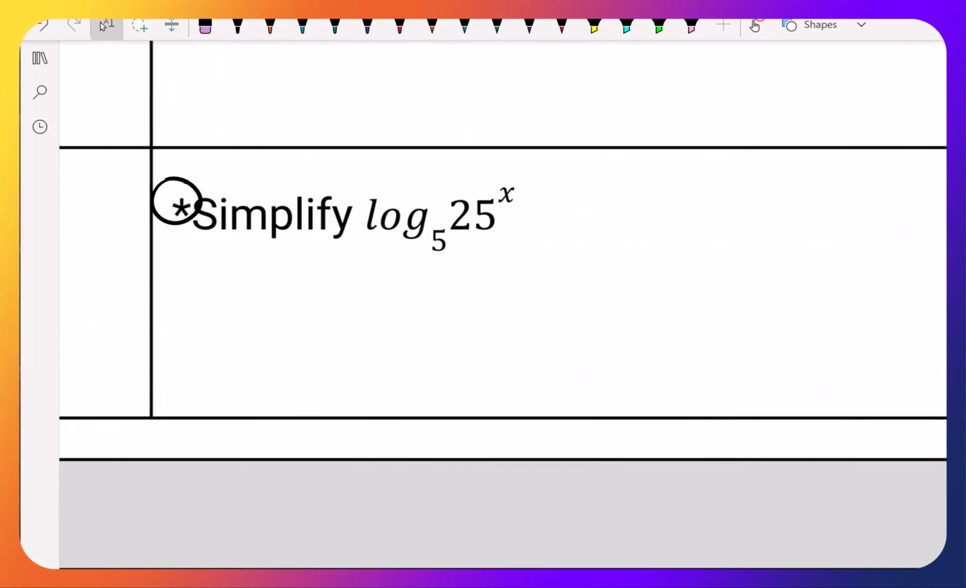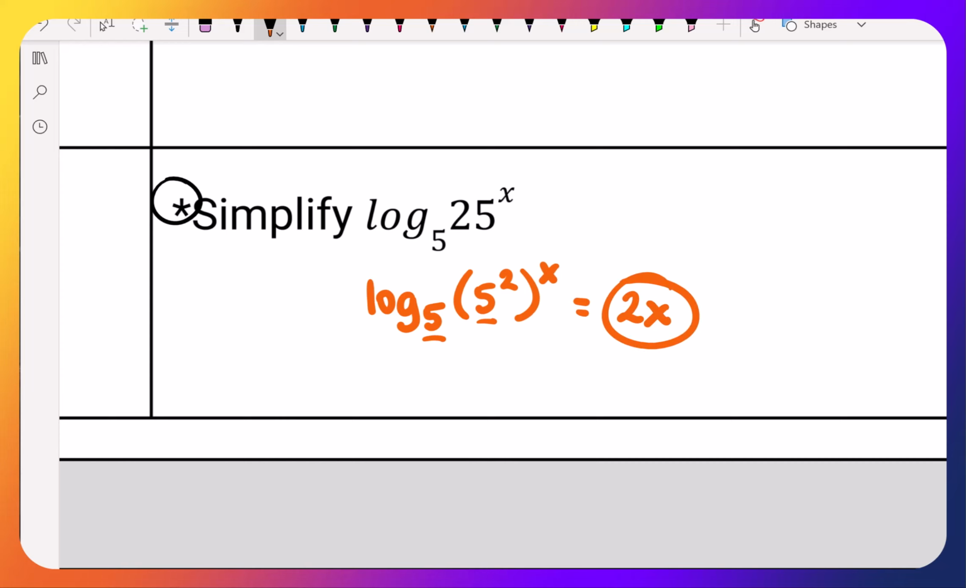Over here, the problem is that the 5 does not match the 25. So what you have to do is rewrite 25 in such a way that it will be equivalent, but it's not going to be exactly the same. So 5 is not 25, but 5 squared is 25. So they are equivalent. You notice that this 5 and this 5 are the same. That leaves us our exponent, and our exponent is just 2x.